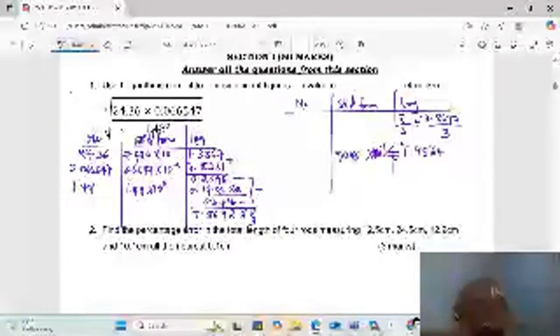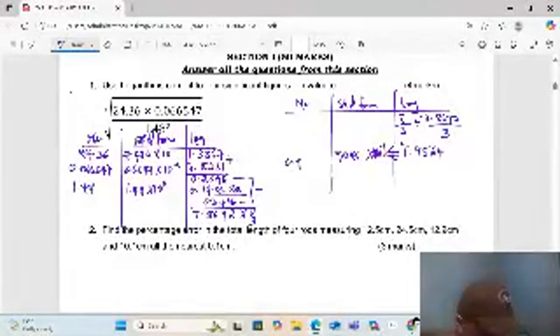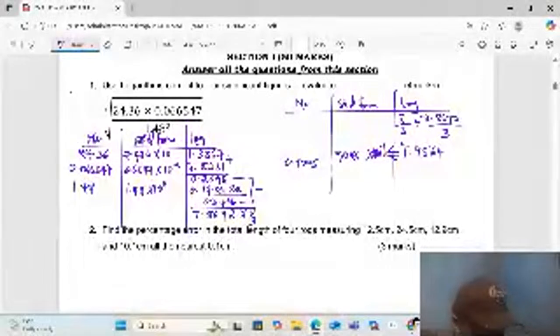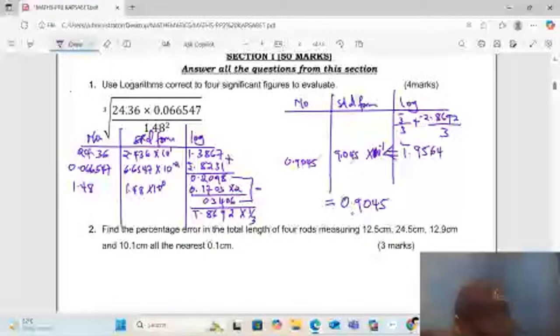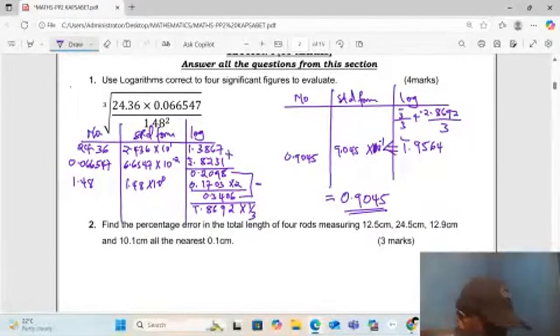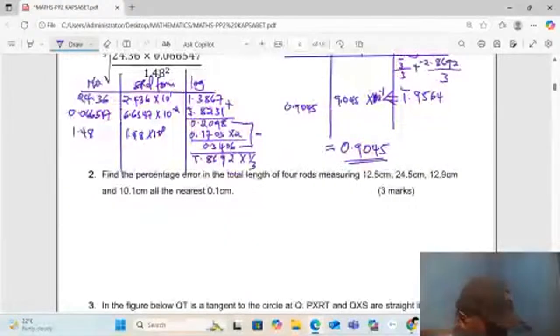Now 10 power negative 1, and we shall arrive at 0.9045. So this one now becomes the answer. So our answer becomes 0.904. That one then becomes your answer, then you get your 4 marks. Then we move to the next question.